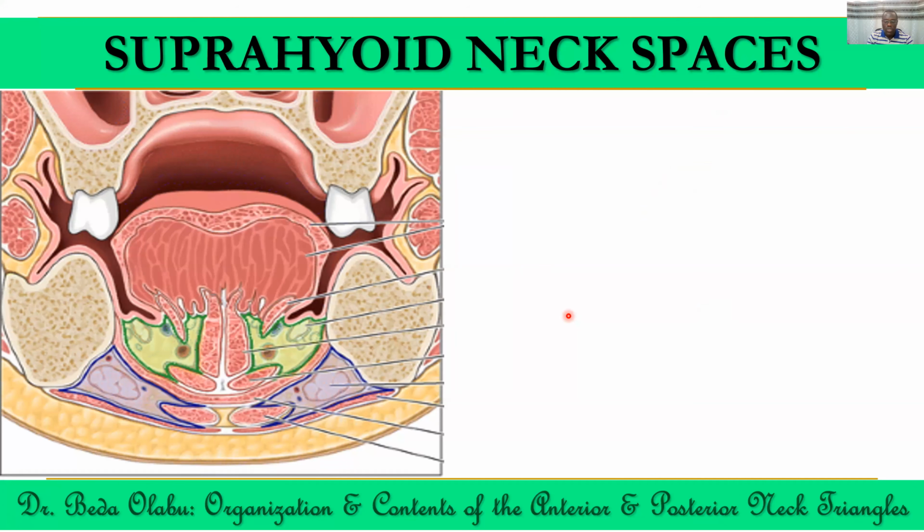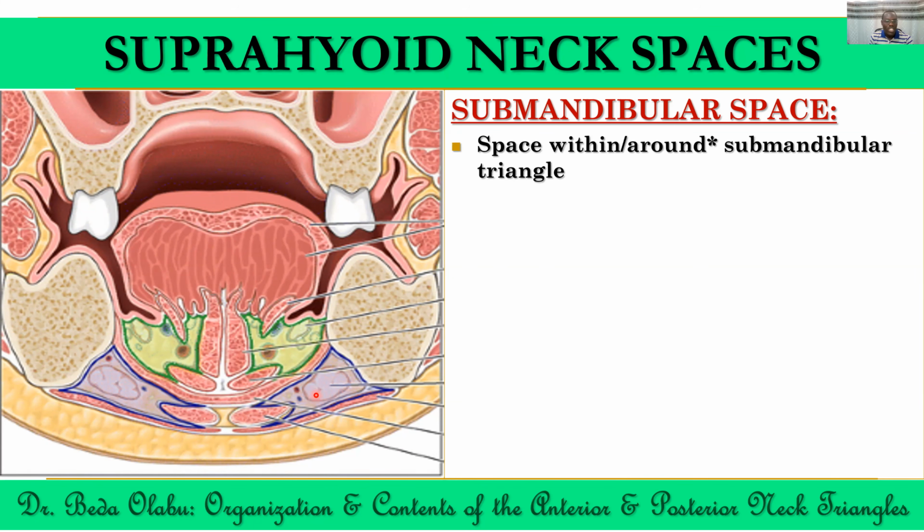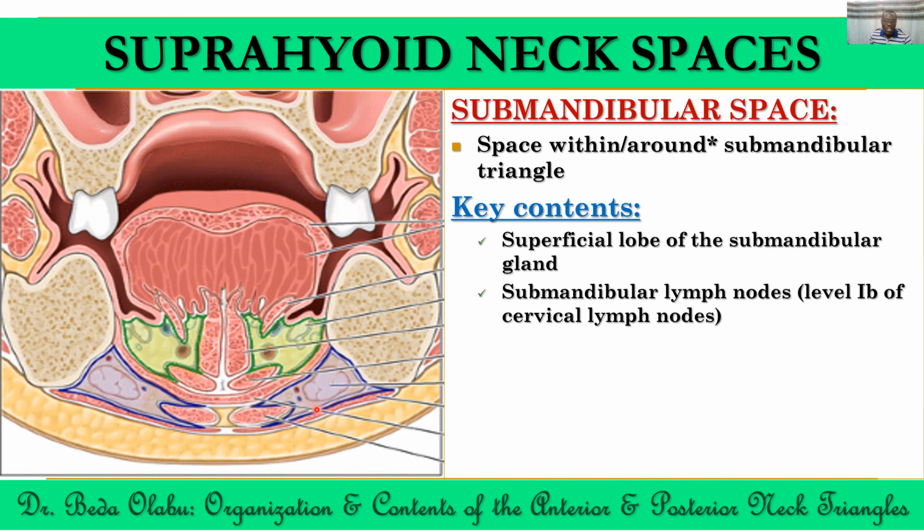Now, I want us to talk about the suprahyoid neck spaces. Let's begin with the submandibular space. The submandibular space, as the name suggests, is the space below the mandible. Generally, this is a space centered around the submandibular triangle. So its key contents will be commensurate with the contents of the submandibular triangle. Remember them: superficial lobe of the submandibular gland, the submandibular group of cervical lymph nodes, the facial artery as well as facial vein.